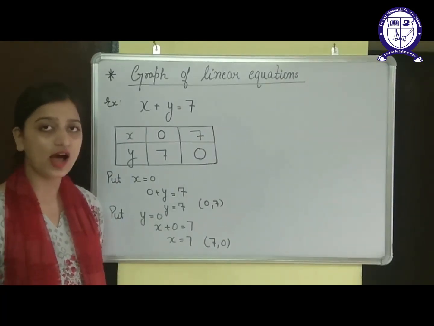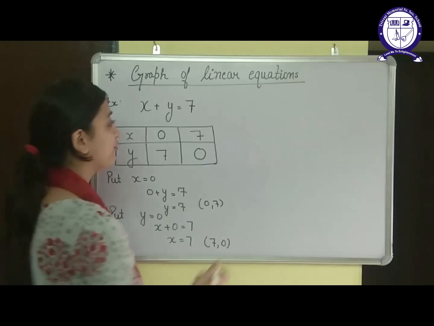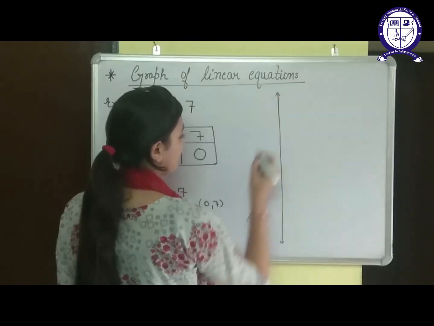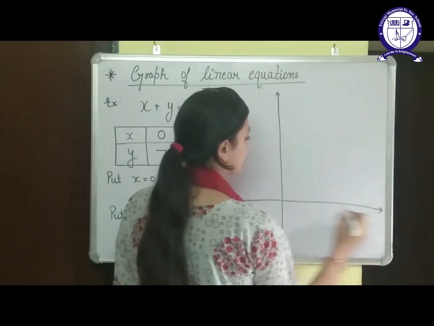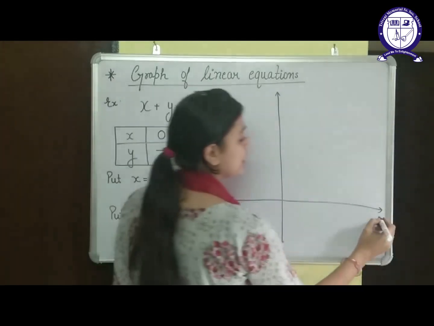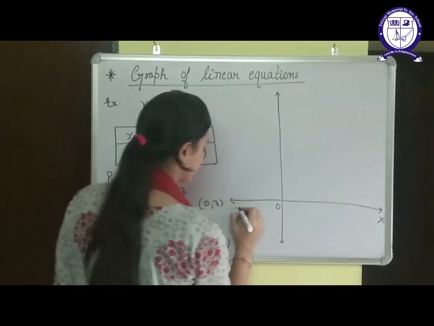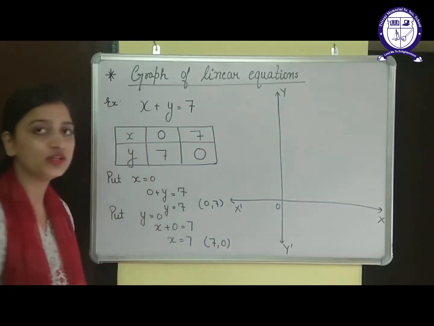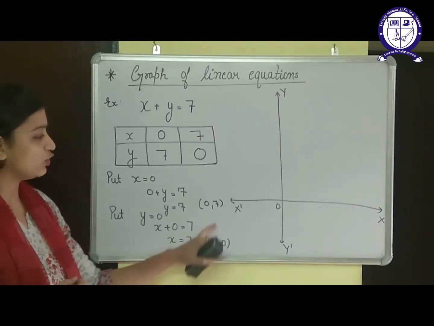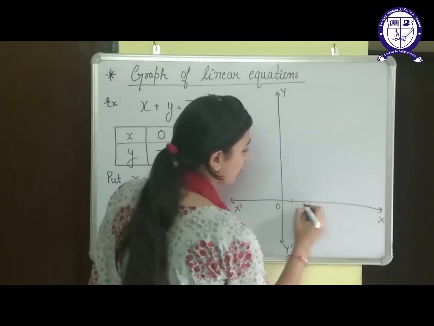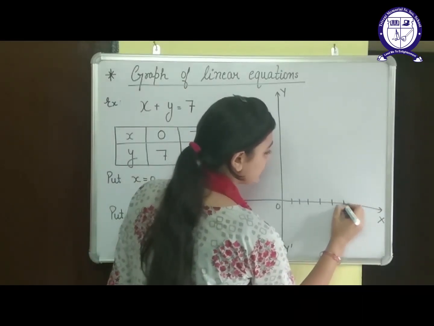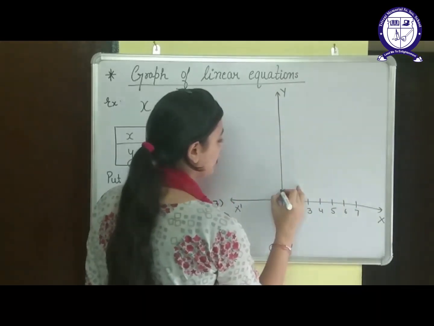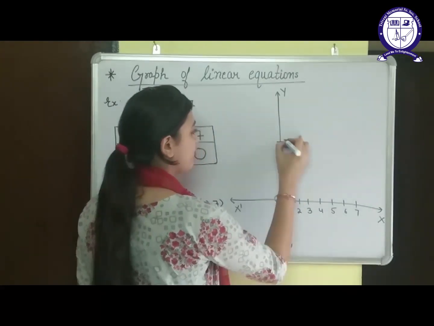Now we will draw the graph. In coordinate system we know that we have a graph like this. We have two axes, x-axis and the y-axis. It's X'OX and Y'OY. These are my two coordinate axes. And now I know the value is 7 maximum. So I will draw 1, 2, 3, 4, 5, 6, 7. Similarly, 1, 2, 3, 4, 5, 6, 7.